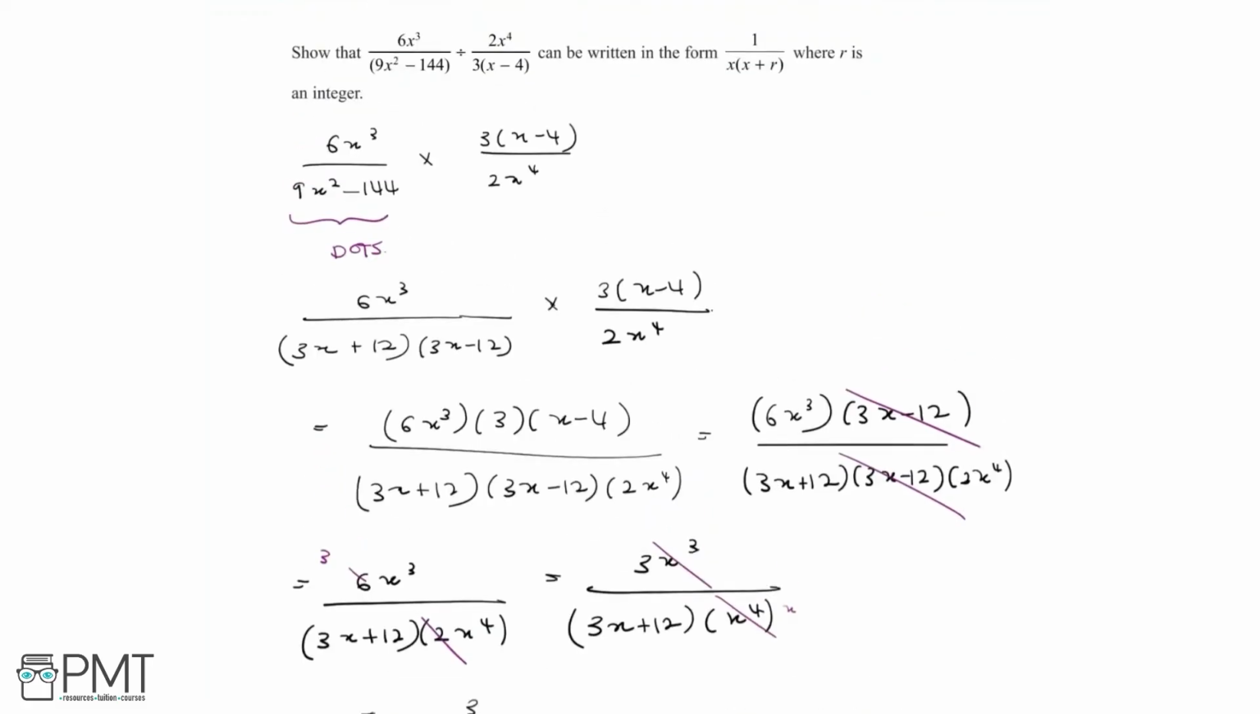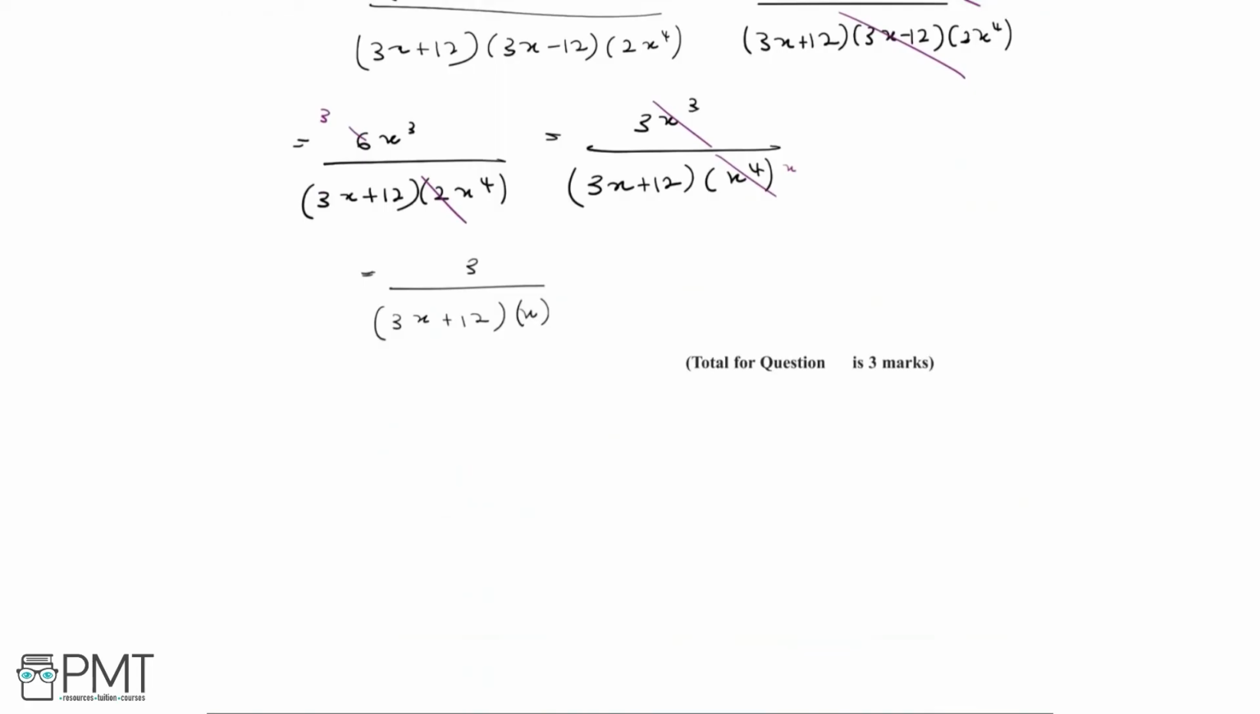But now we want this in the form 1 over x, x plus r. So we need 1 in the numerator. We can get 1 in the numerator by dividing the numerator and the denominator by 3. How can we divide the denominator by 3? We can factorise 3 out of 3x plus 12. So let's see what we mean. We'll end up with 3 divided by 3 multiplied by x plus 4, all multiplied by x. You can see that 3 multiplied by x plus 4 is equivalent to 3x plus 12. Now the 3's cancel out, and we'll end up with 1 over x plus 4 multiplied by x.